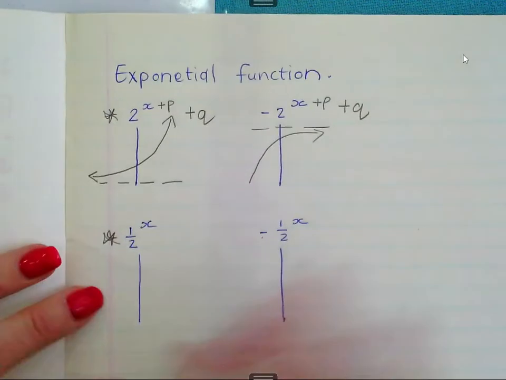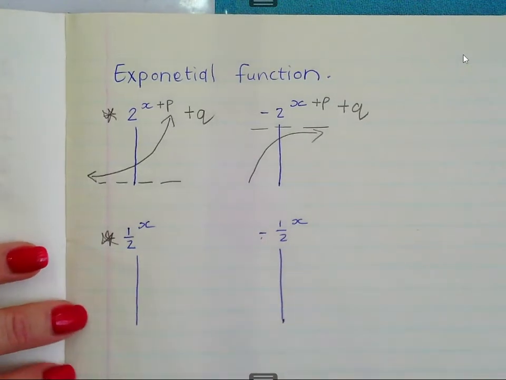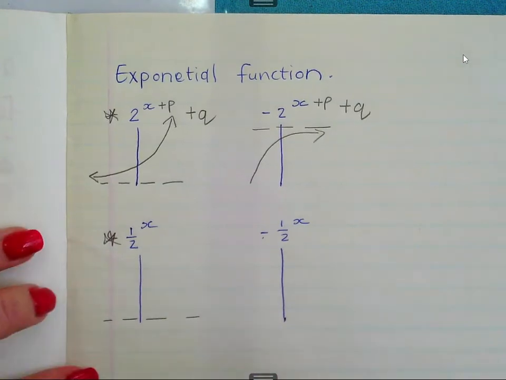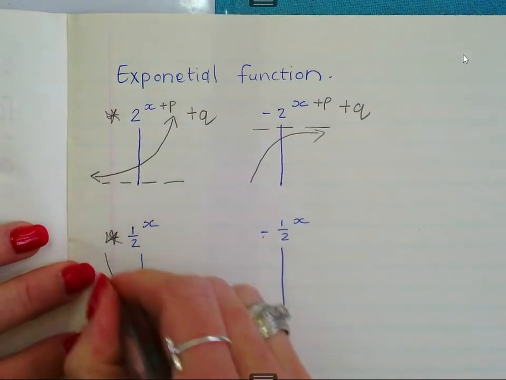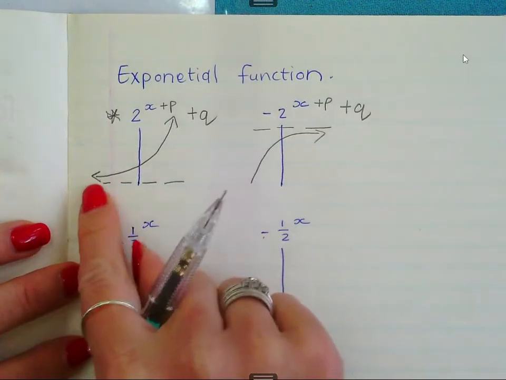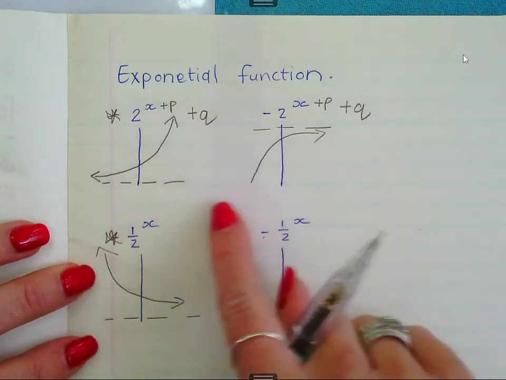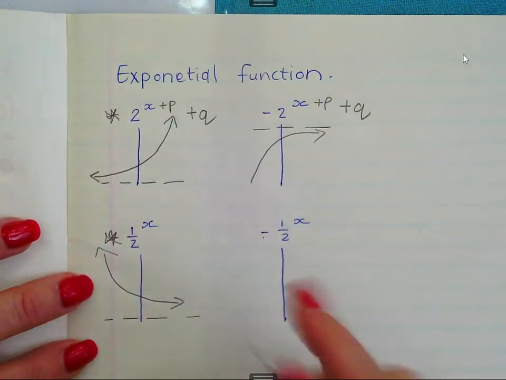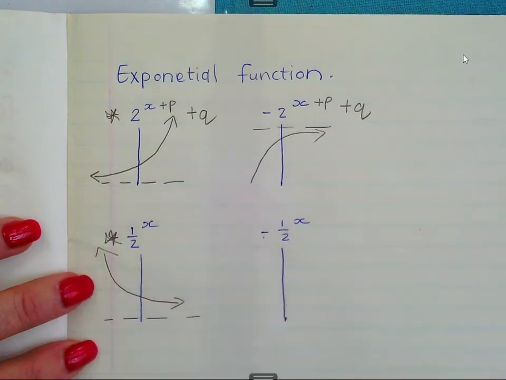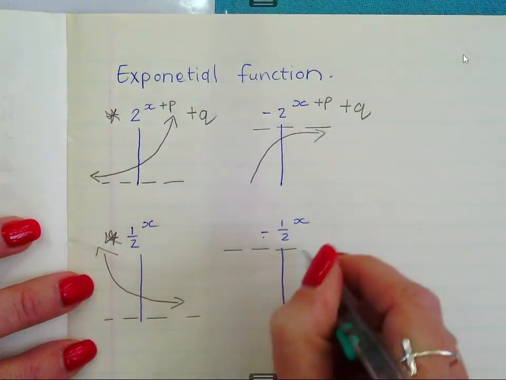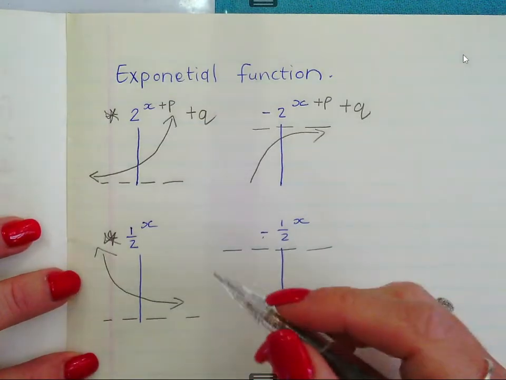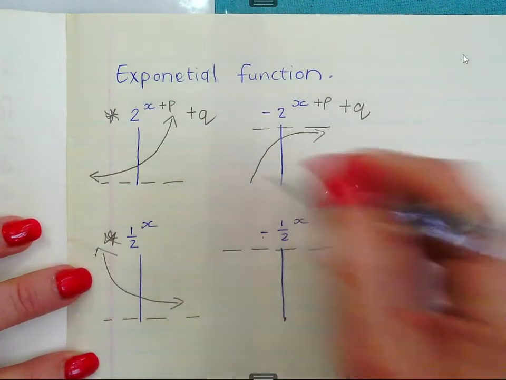Okay. If it's a half, will it be at the top or the bottom of the asymptote? At the top. And what will this graph look like? Good. Starting at the top, going down. We call this increasing. This one, increasing. This one, decreasing. And when it's negative a half, will it be at the top or the bottom of the asymptote? Bottom. And what will it look like? It will be this reflection. So in other words, no, I didn't reflect this one right.